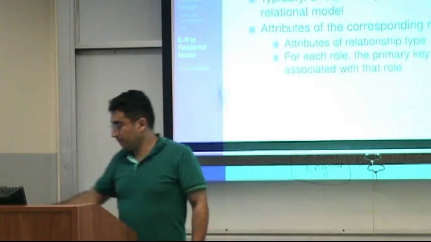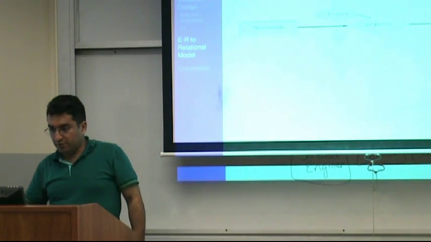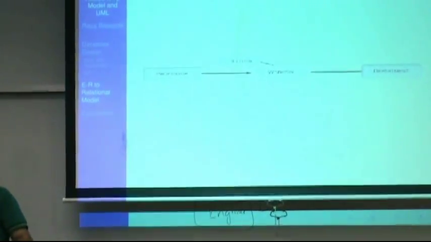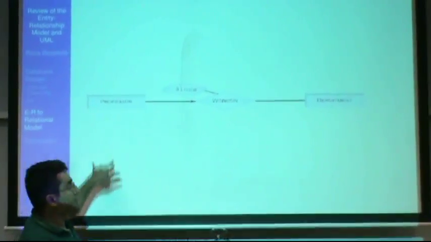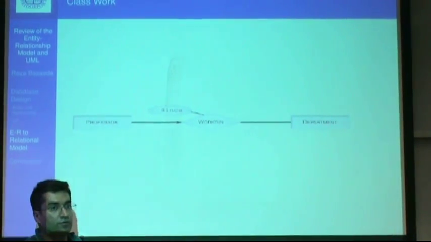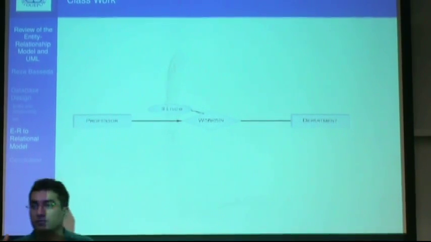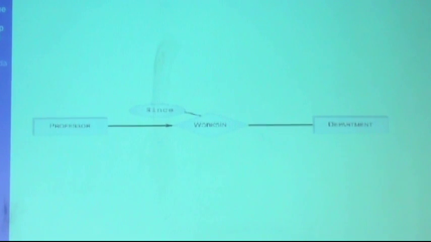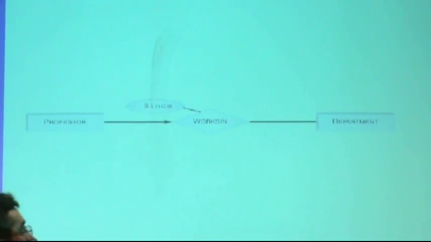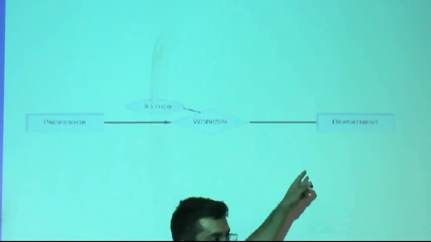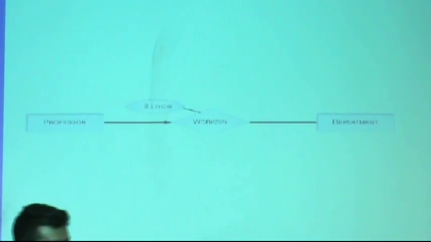So, for example, here we will have a table for professors, a table for department, a table for works in, which has, how many columns does it have? Three. One is for faculty, showing which faculty it is referring to. One is for the department, showing which department it is referring to, and one is the date that they are starting to work.